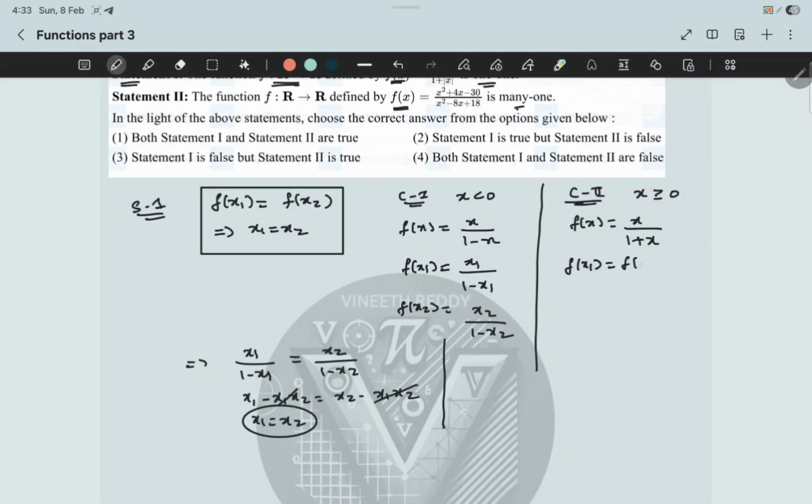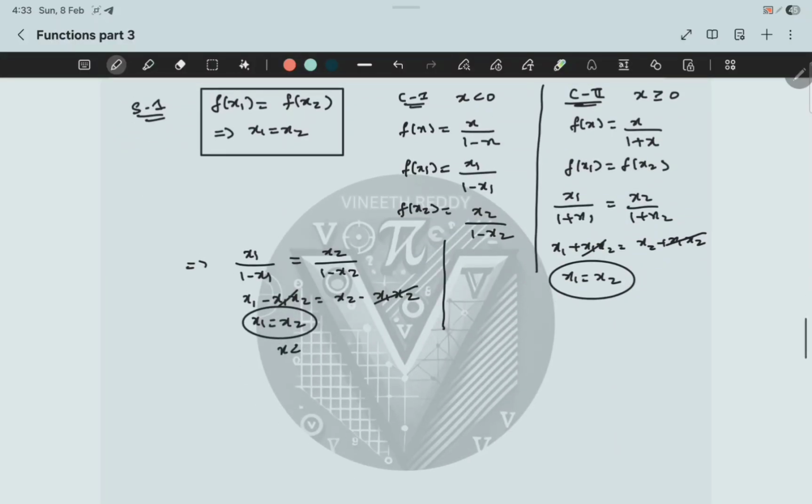f of x1 is equal to f of x2, that means x1 by 1 plus x1 is equal to x2 by 1 plus x2. If I cross multiply, x1 plus x1 x2 should be equal to x2 plus x1 x2. So here also we are getting a similar result, that x1 is equal to x2. That means this is true if x is negative and this is true if x is positive. Either way, if the outputs are equal, then the inputs must be equal, right?